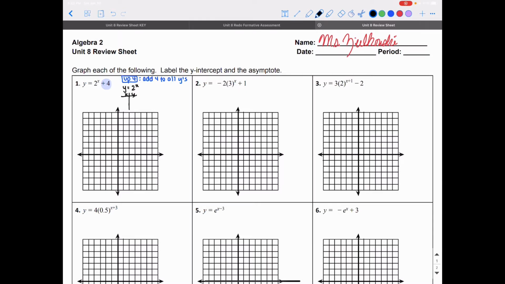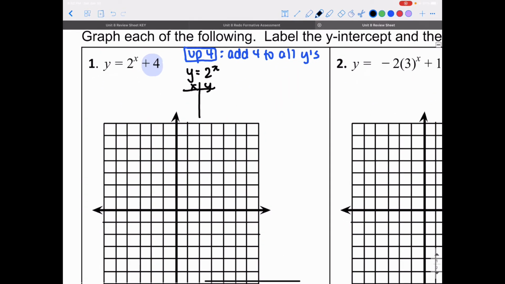And for that table, I'm going to zoom in actually. I have -1, 0, and 1. And when I plug in -1, I get 0.5. And when I plug in 0, I get 1. And when I plug in 1, I get 2. And then all I'm doing is adding 4 to my y values.